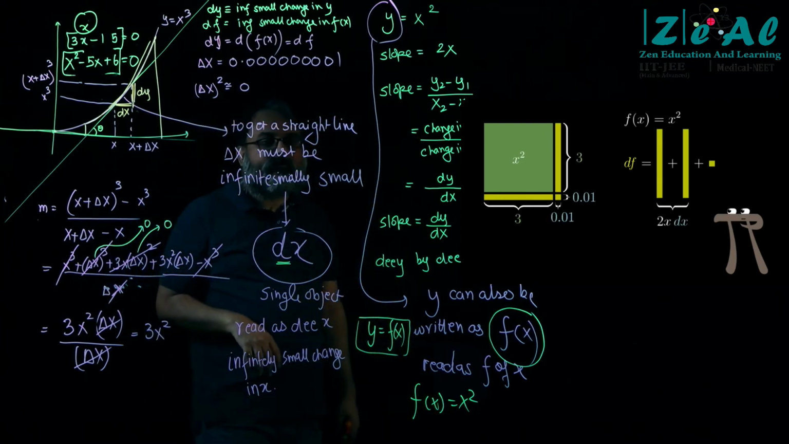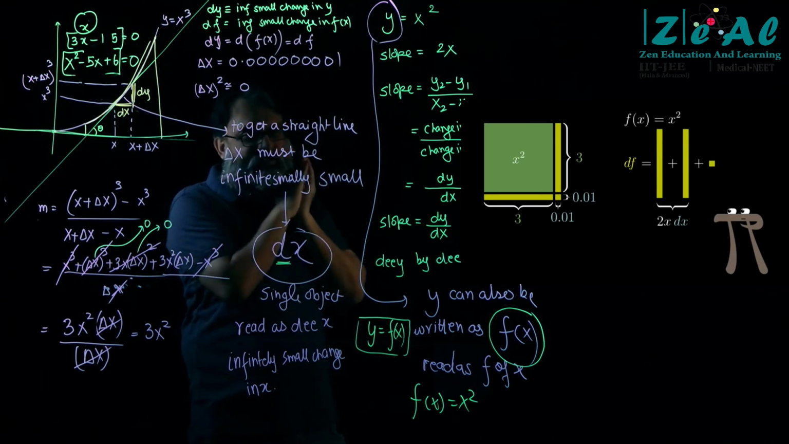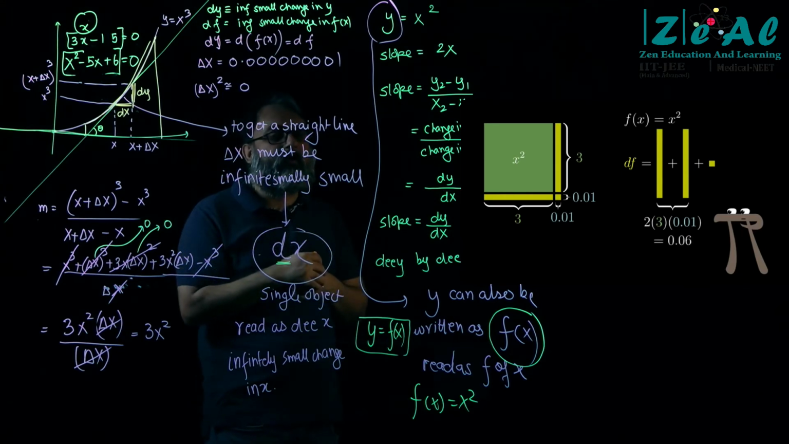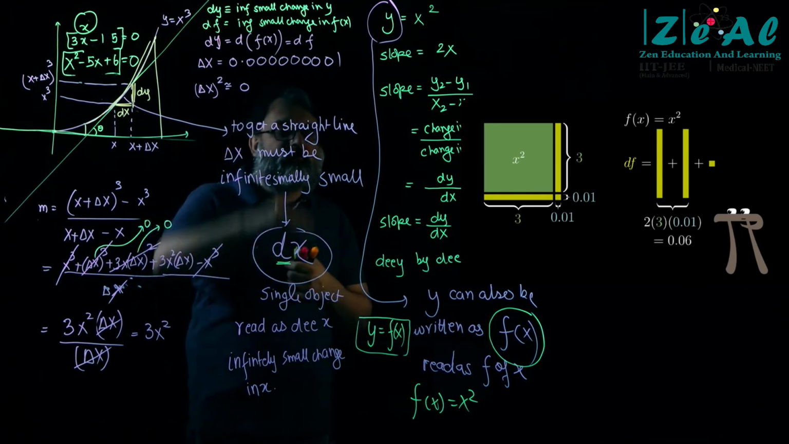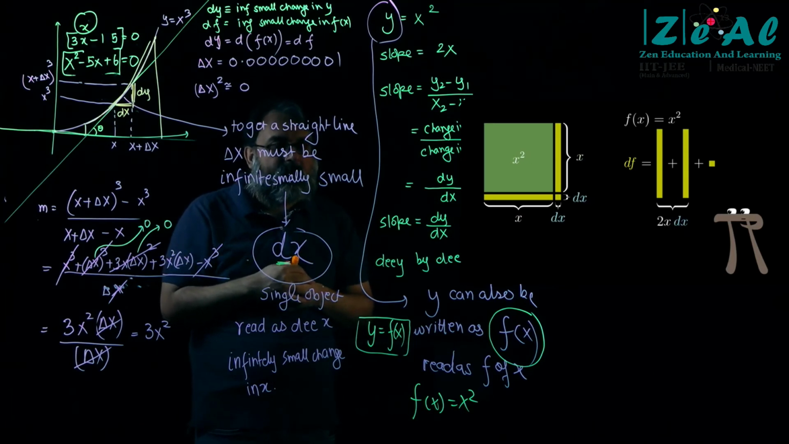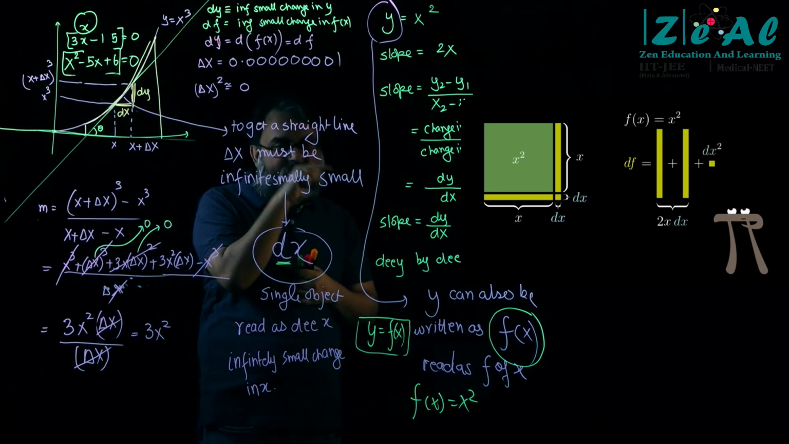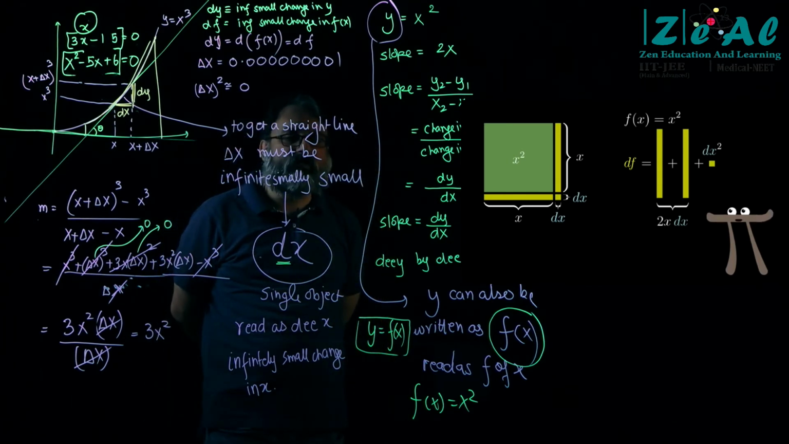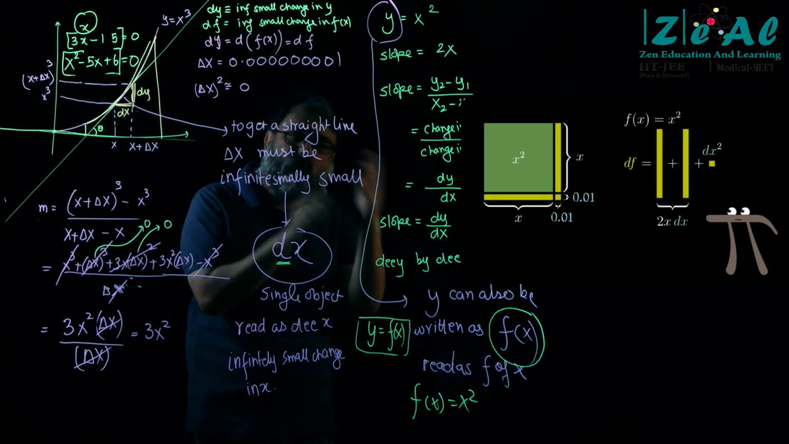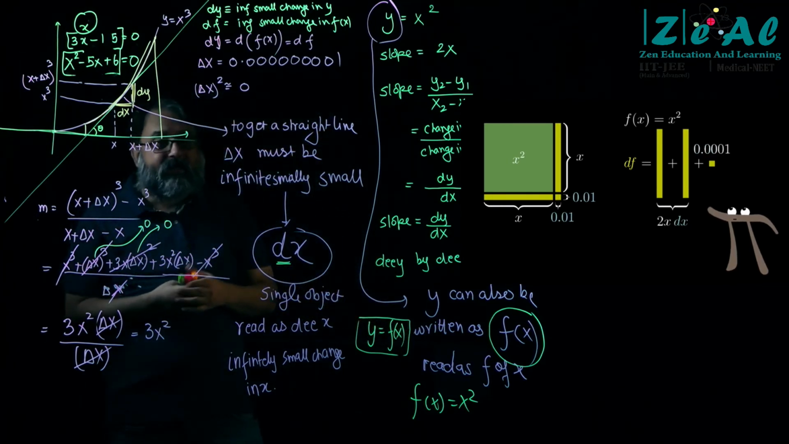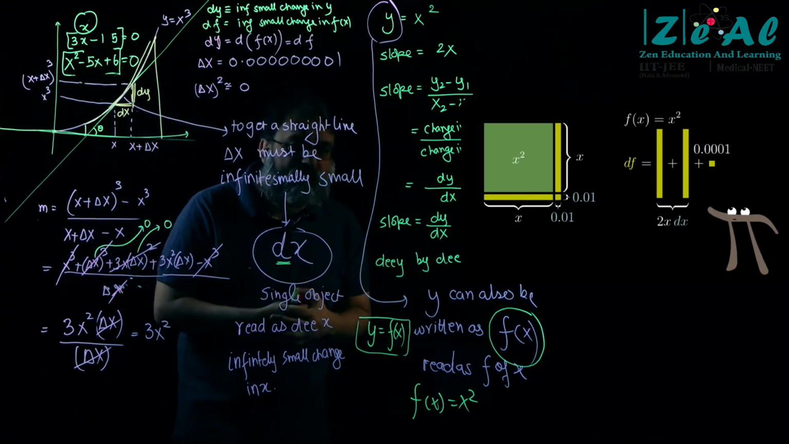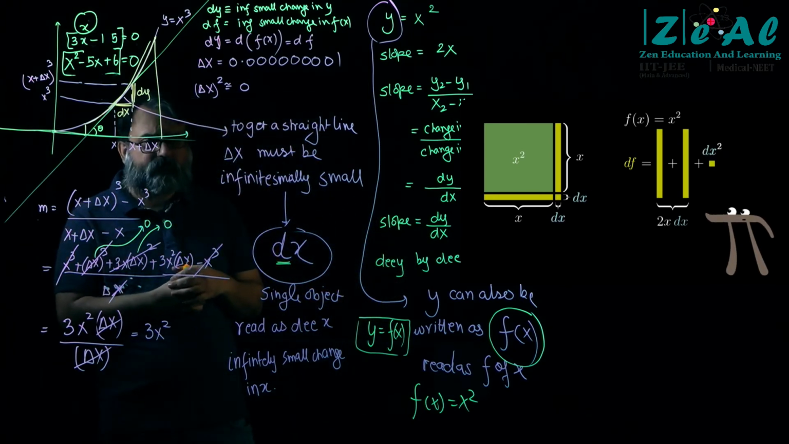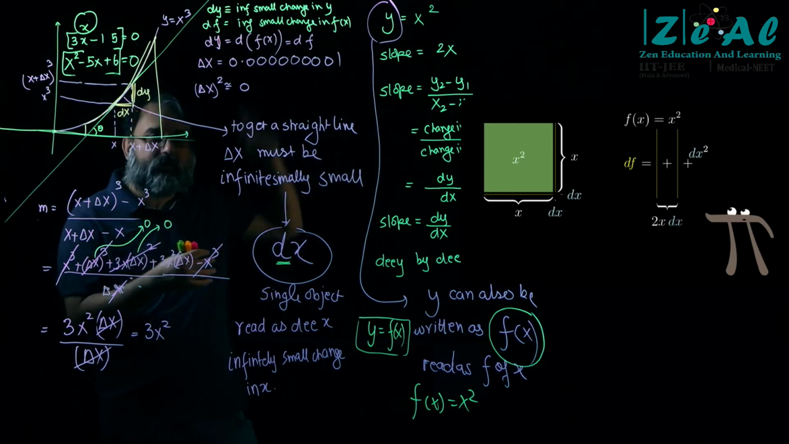So the area of the rectangular piece, the yellow piece, is x into dx, because remember the width of the yellow piece is dx, and the length of the yellow piece is x, right? So the two pieces together give 2x dx. But the small square has a side of dx, therefore its area is dx square, right? And dx square would be a very, very small number. They have taken dx as 0.01, it actually should be 0.0000 something 1, right?